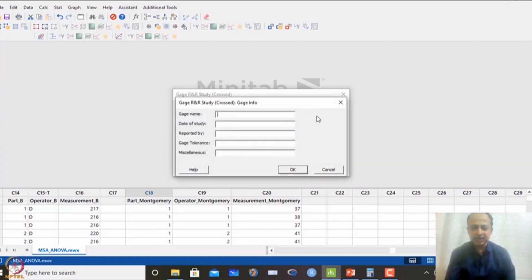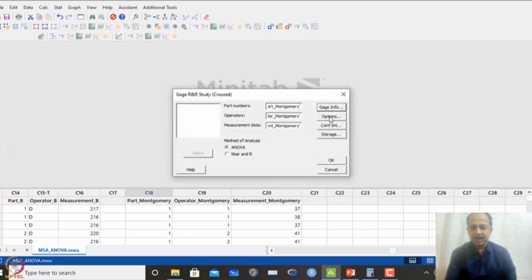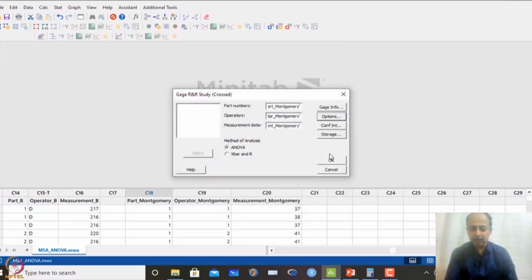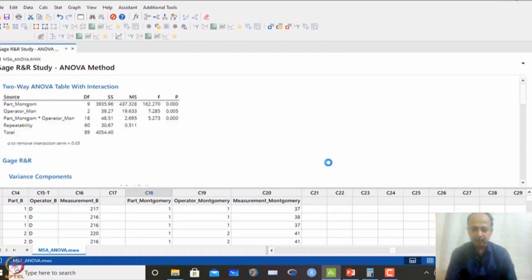So, in this gauge information you have to provide all details over here, and in options what you have to do is that the standard deviation, study variation is taken as 6 over here. Later on we will come back to this historic standard deviation. That needs to be calculated and put over here, so that we can also calculate study variability like that. We will not do it at this time point. So, in this case what we will do is that we will click OK over here.